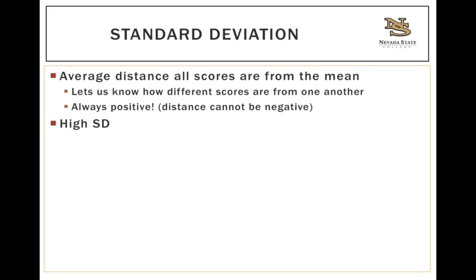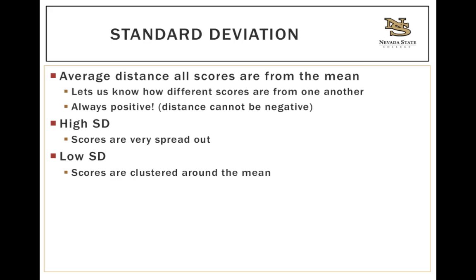Now, when you have a high standard deviation within your sample or population, the scores are very spread out from one another, so the distance is high. When you have a low standard deviation, the scores are clustered around the mean, so you have a much narrower distribution. And you can see it when you look at the distribution, and you can also compare standard deviations to one another. So if you think about it, a distribution is made up of many scores.